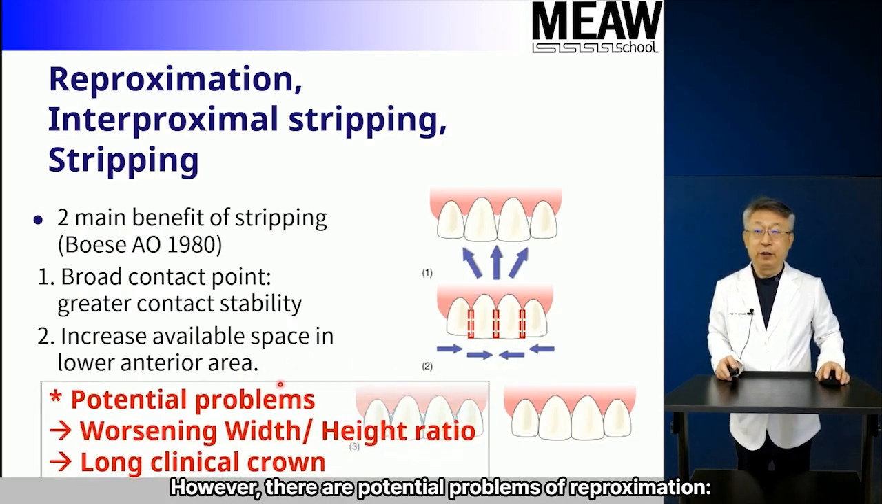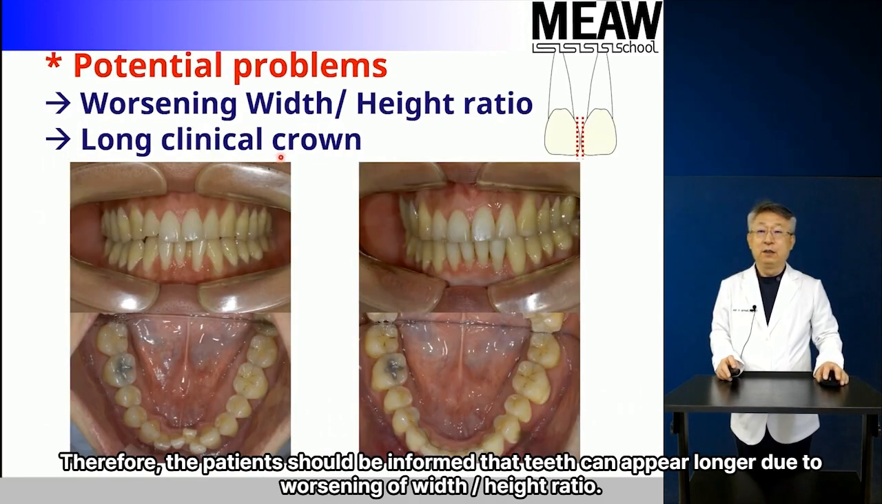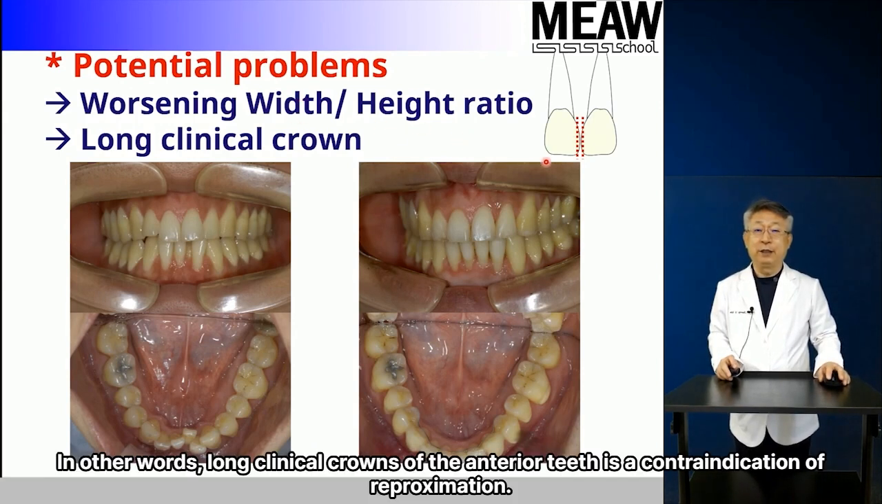However, there are potential problems of reproximation. 1. Worsening of tooth width-height ratio. 2. Long clinical crown. Therefore, the patients should be informed that teeth can appear longer due to worsening of width-height ratio. In other words, long clinical crowns of the anterior teeth is a contraindication of reproximation.